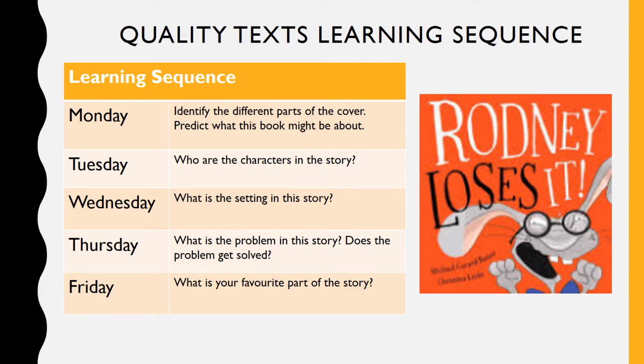This is our learning sequence, so every day this week we are going to be looking at this book called Rodney Loses It. On Monday you're going to be asked to identify the different parts of the cover and to predict what this book might be about. On Tuesday you're going to answer the question, who are the characters in the story? On Wednesday, you're going to look at the setting of the story. On Thursday, we're going to talk about the problem in the story and how does the problem get solved. And on Friday, we're going to look at your favourite part of the story.